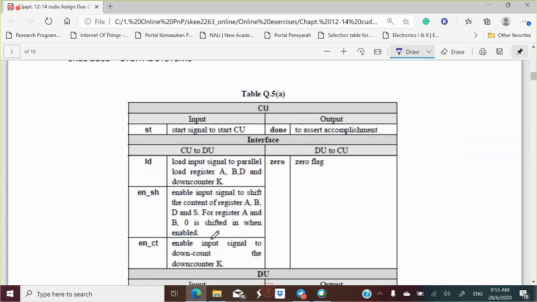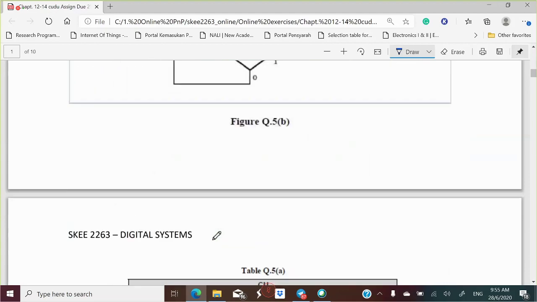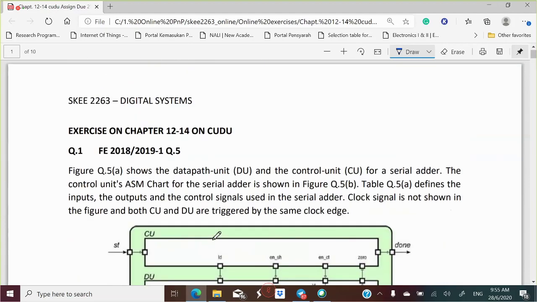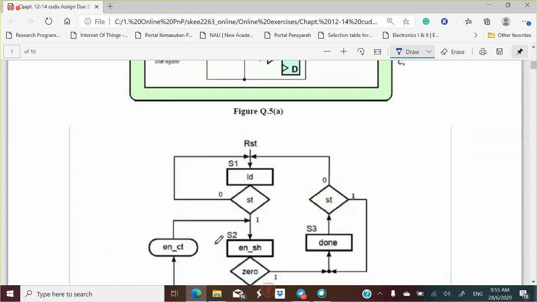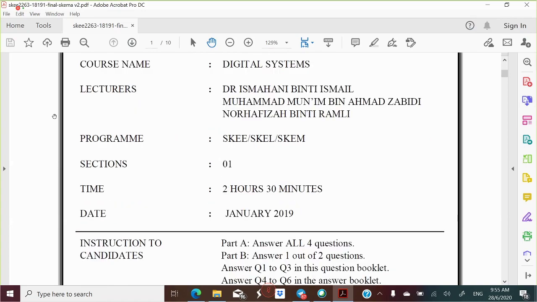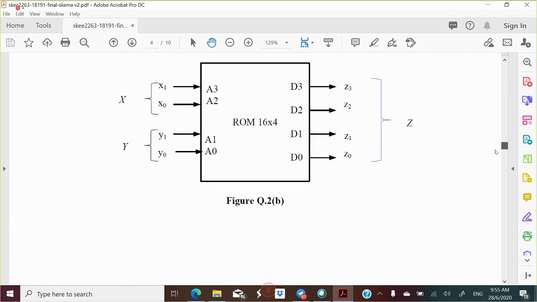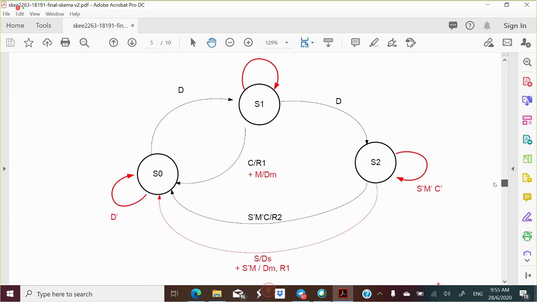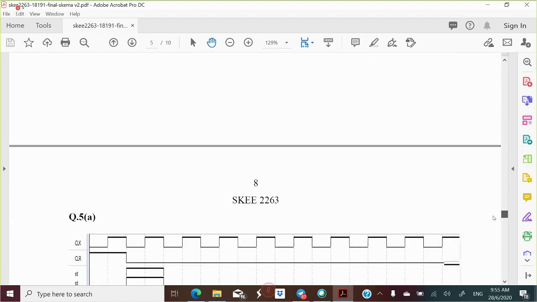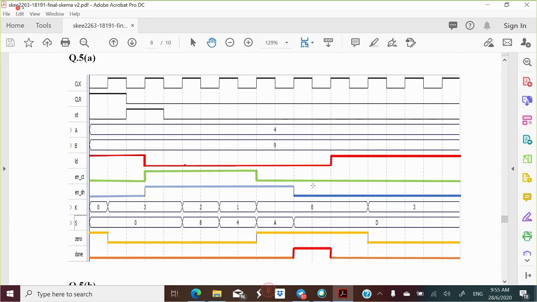Question 1. So this is 18-19 question 1. Let me see if I can find it. 18-19 1 here. Here. This is the question 5 just now, right? So this is the answer.